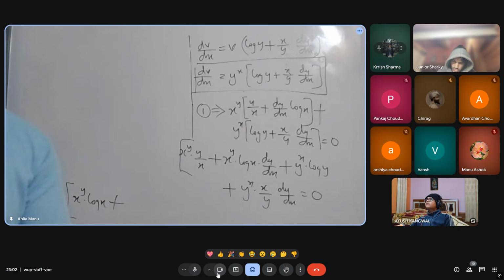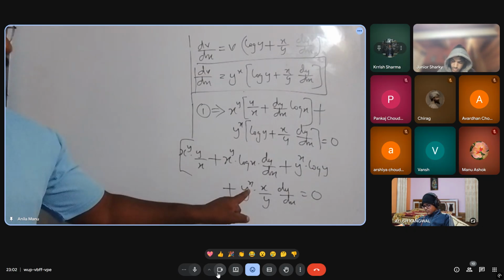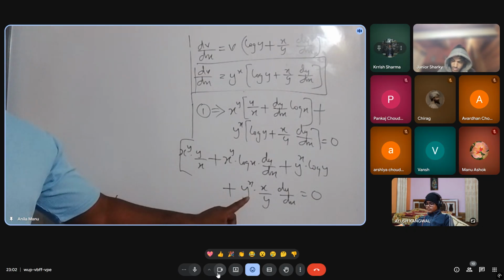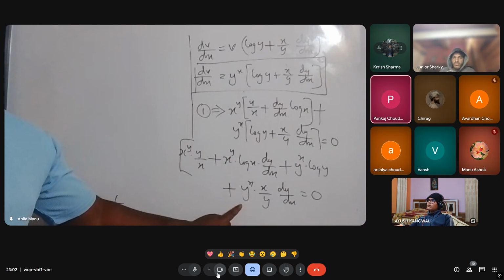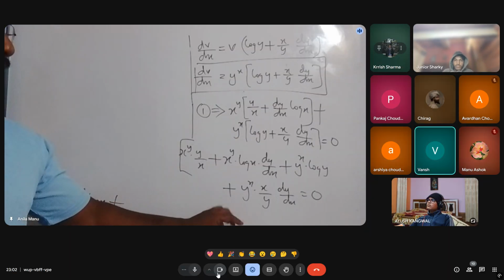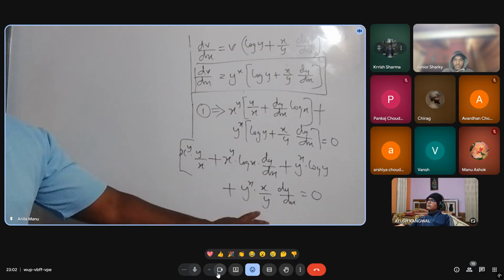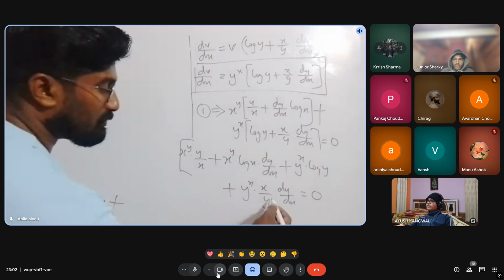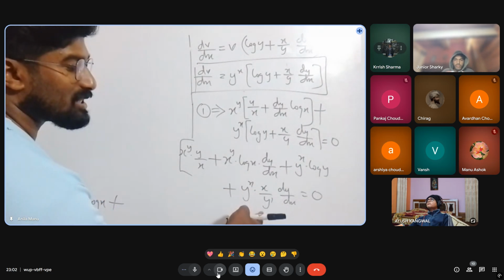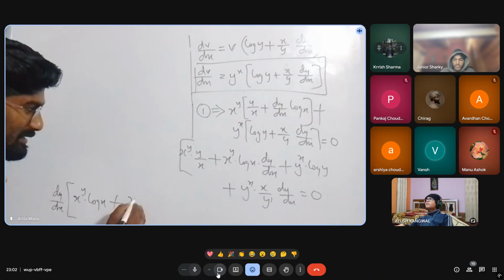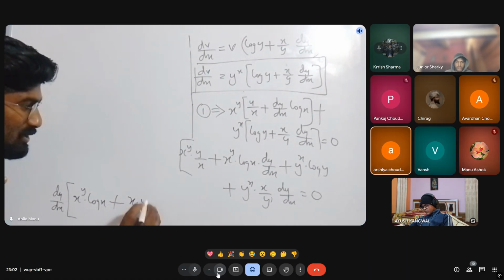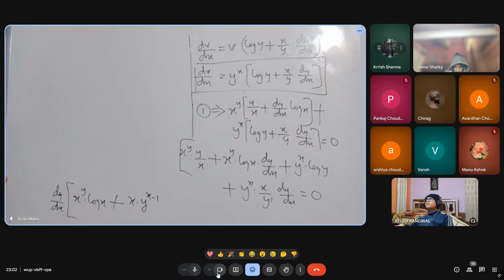My dear students, please listen for a minute. Can I apply any property here? Y raised to power x minus 1. It is x raised to m by x raised to n form, right? Here the power of y is 1. So x raised to m by x raised to n is x raised to m minus n. So this will be x y into y raised to x minus 1. Correct, right?